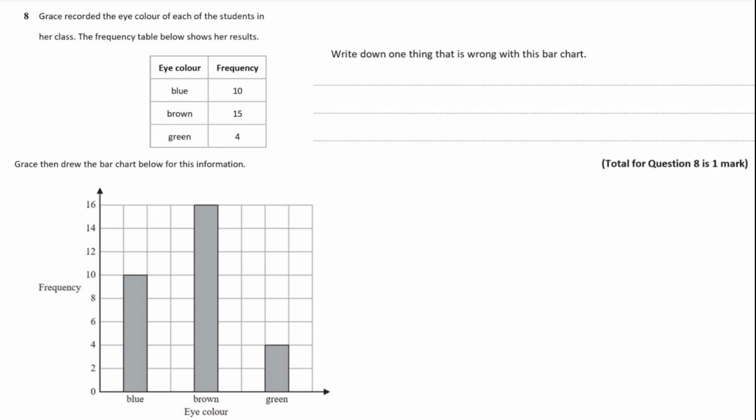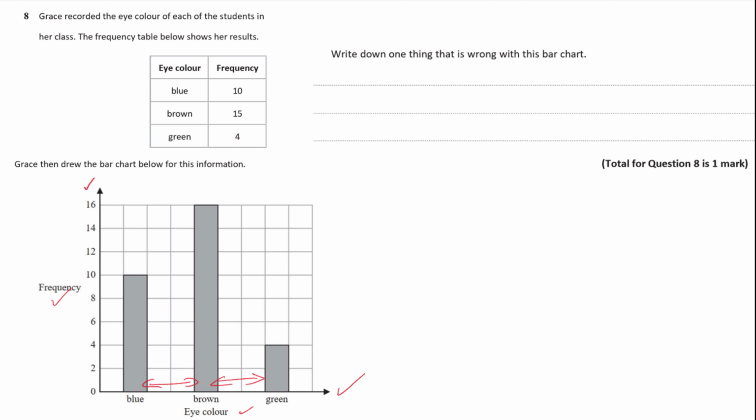Okay, so what's wrong with it? With these, I normally check the scale first, because that's nearly always the thing that's not right. But in this case, 0, 2, 4, 6, 8, 10, 12, 14, 16, that is fine. That's going up in even increments, starting at 0. So I'm going to give the scale in this direction a tick. In the other direction, I've got blue, brown and green. I've got equal spaces between my bars. So that's all good in that direction as well. So 2 ticks for the axes. The axes are labeled, so that's not the issue.